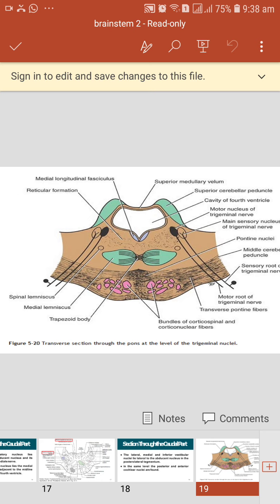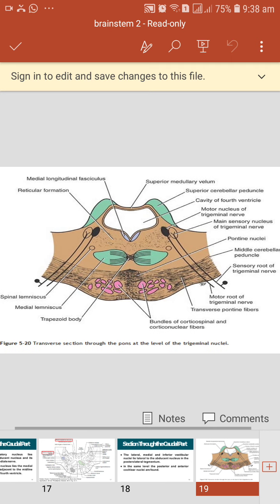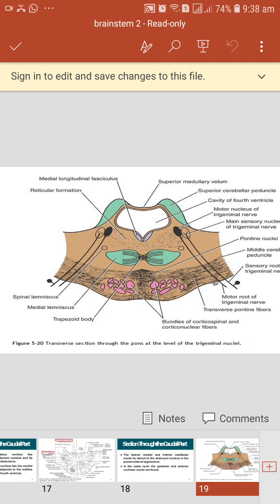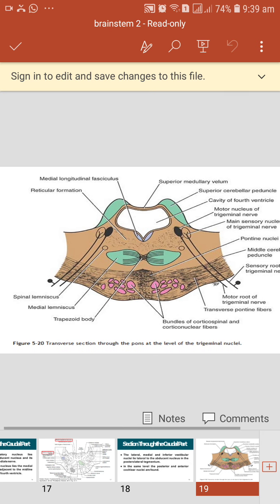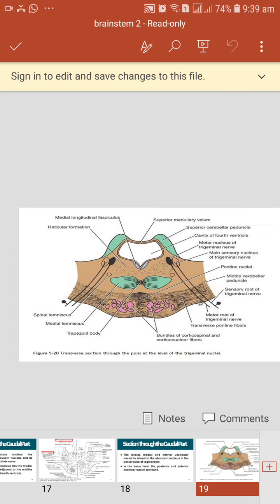So the main differences, if we compare the caudal and the rostral portion of the pons, we can see that the basilar portion is the same in both sections. The main difference comes in the nuclei. The 5th, 6th, 7th and 8th cranial nerve nuclei were present in the caudal section of the pons, while just the 5th cranial nerve nuclei were present in the rostral portion of the pons. I hope now it's easy for you.